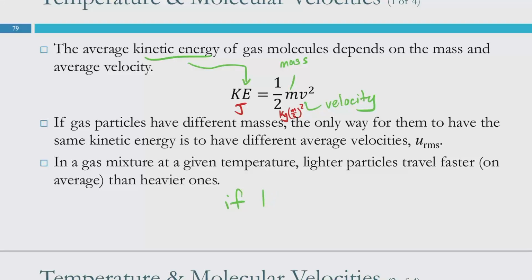So, for example, if mass is small, velocity must be higher to have the same kinetic energy.